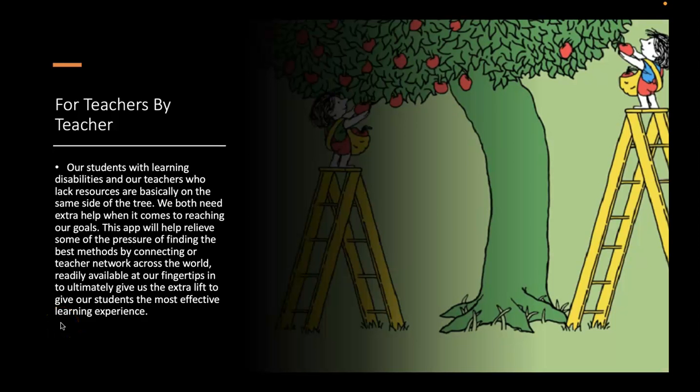So before reading the information on the left, I'm going to explain the drawing on the side. This pertains to differentiation because the child on the right was given the taller ladder to help reach the apples, while the other student could reach the apples with the regular ladder. You may also notice that the tree is heavier on the side with the kid with the shorter ladder. Our students with learning disabilities and our teachers who lack resources are basically on the same side of the tree. We both need extra help when it comes to reaching our goals.